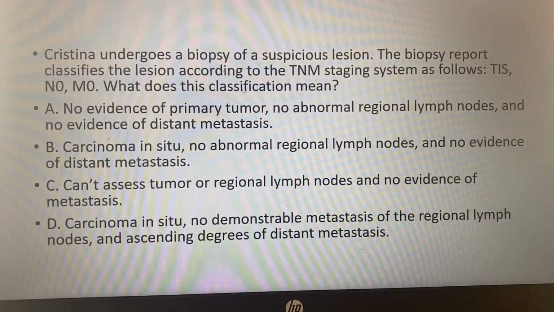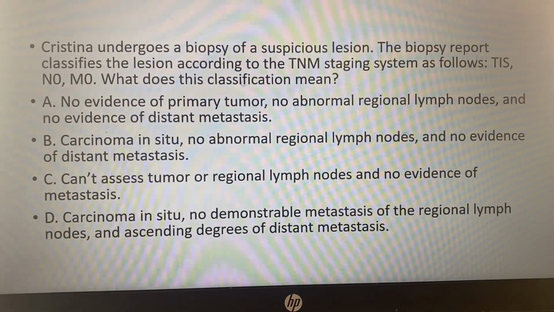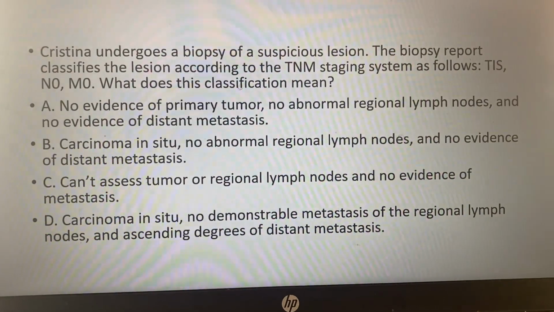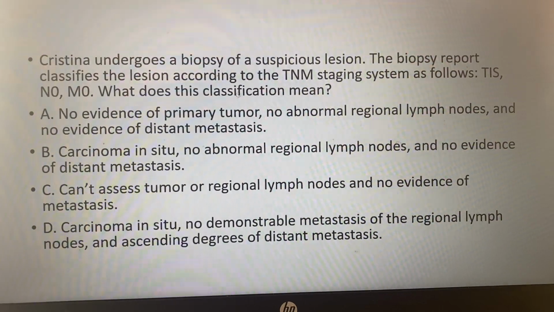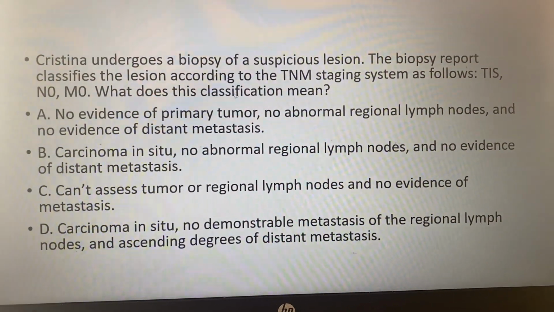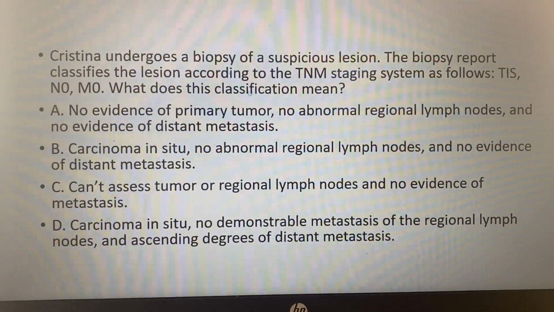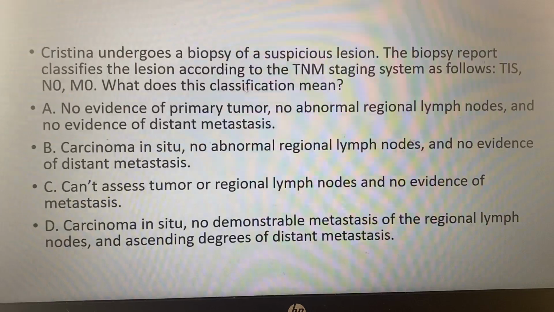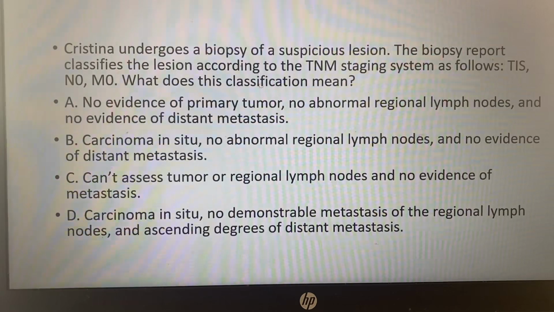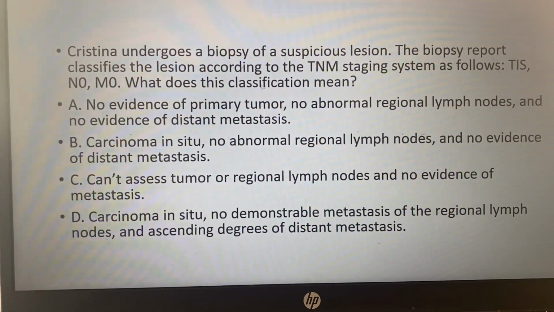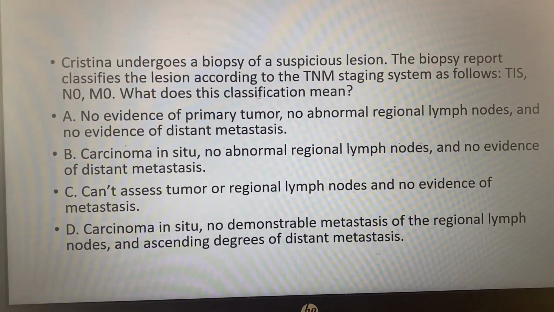Let's look here. Is it A, no evidence of primary tumor, no abnormal regional lymph nodes, and no evidence of distant metastasis? Or B, carcinoma in situ, no abnormal regional lymph nodes, and no evidence of distant metastasis? Or C, can't access tumor or regional lymph nodes, and no evidence of metastasis? Or D, carcinoma in situ, no demonstrable metastasis of the regional lymph nodes, and ascending degrees of distant metastasis. Say some of these words 10 times fast together and see what happens. All right, go ahead and pause, note your answer, and then we will resume.